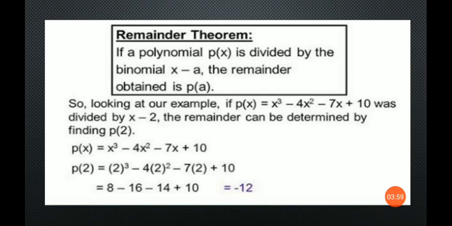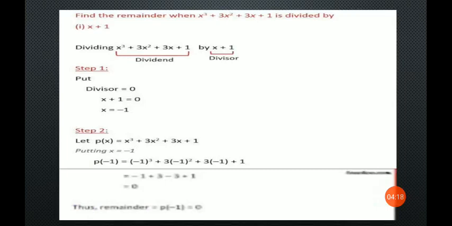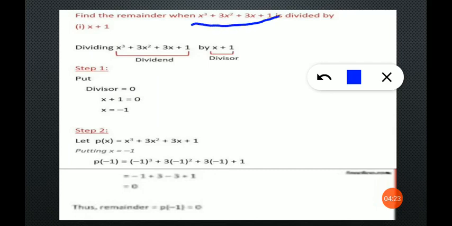Now we will solve a few questions based on the remainder theorem. A few of the questions are from your textbook only, from the exercise, so you can open your textbook right now. The first question is: find the remainder when x cube plus 3x square plus 3x plus 1 is divided by x plus 1. So this is our dividend and this one is our divisor.